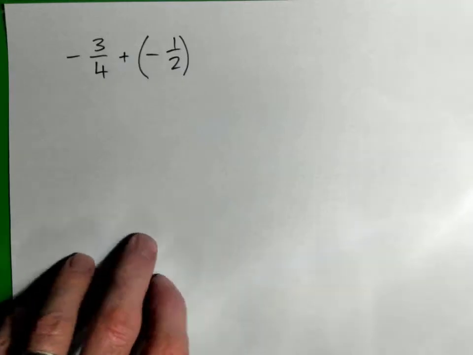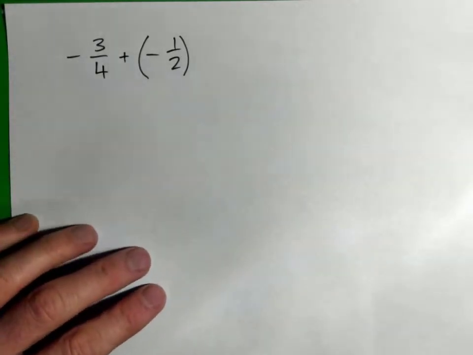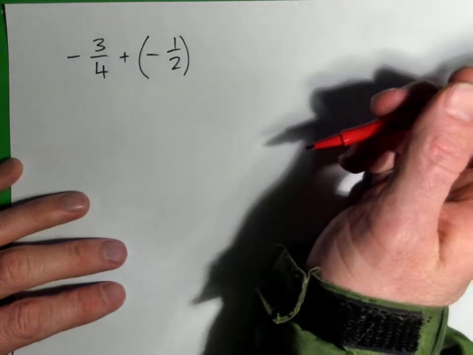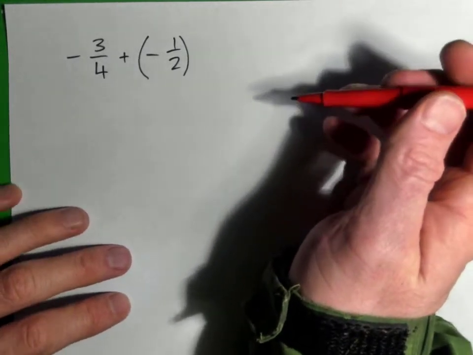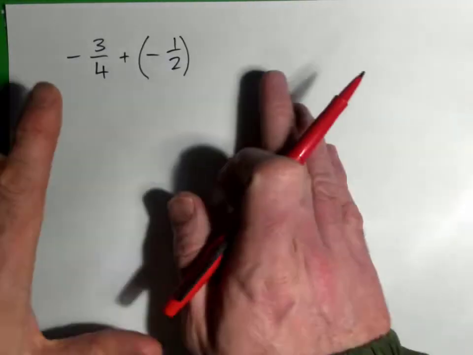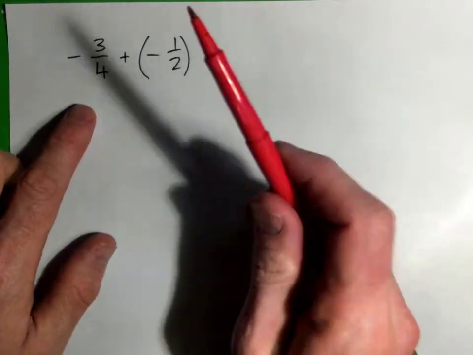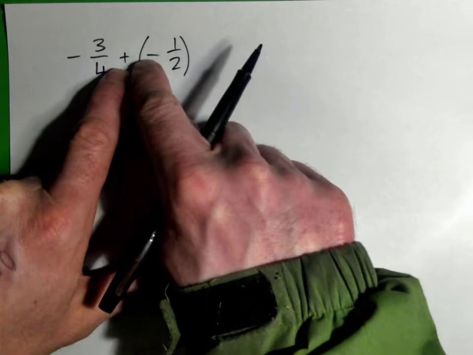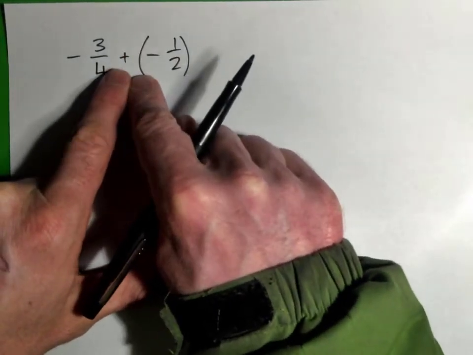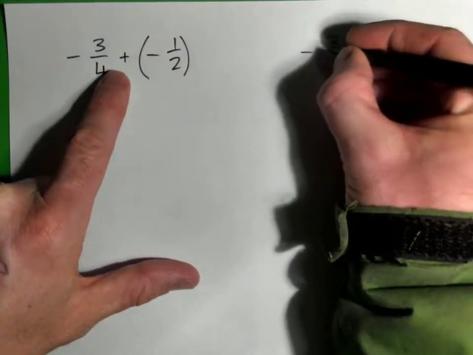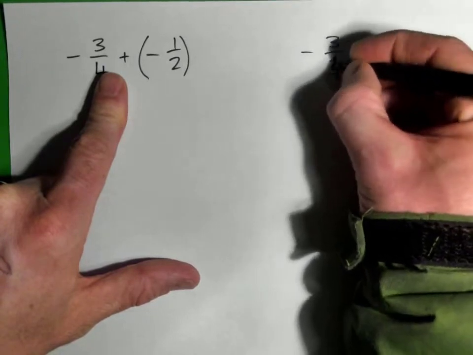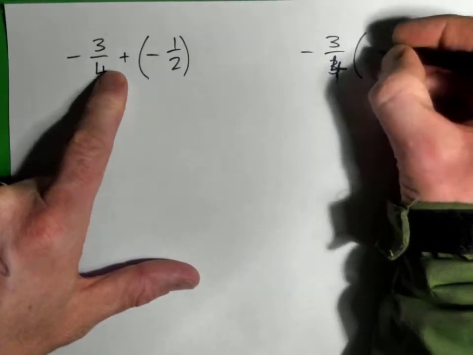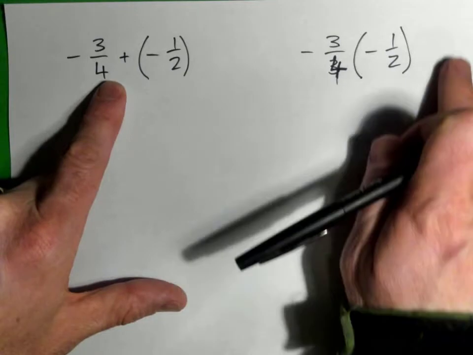So negative 3/4 plus negative 1/2. So we're adding fractions. So this is not multiplying. Like there's a plus sign in front of the parenthesis. Like if it was this, negative 3/4, whoops, times negative 1/2. Oh, that's a completely different animal.